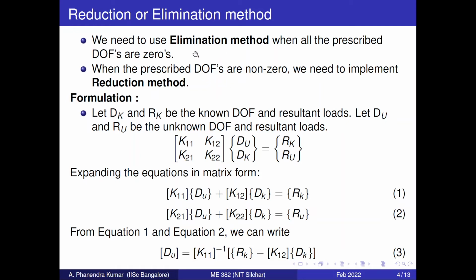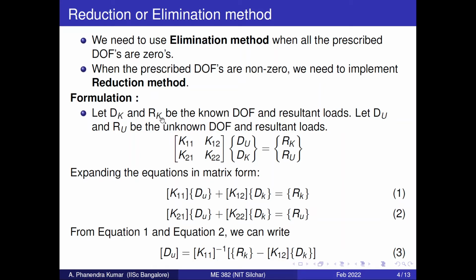That is the case when the prescribed degrees of freedom are zeros. There we have a simple support and a roller support, where we know the degrees of freedom u2, v2 and u3 are zeros. That is why we eliminated both the rows and columns related to those degrees of freedom. We will go to the reduction method if we have non-zero degrees of freedom. The formulation is similar to what we discussed, maybe in the previous class.